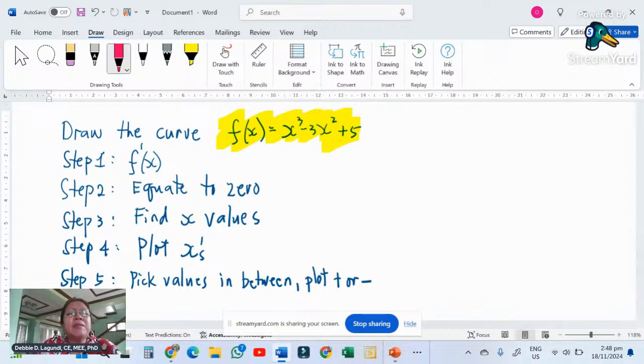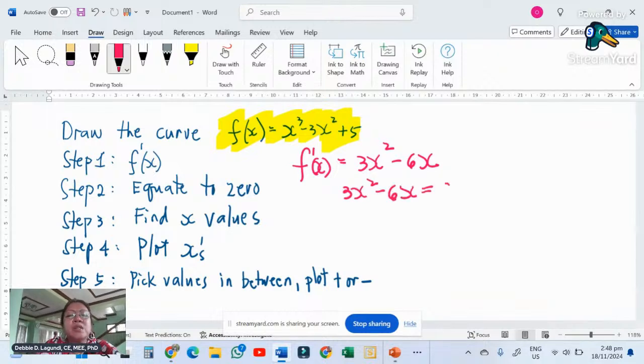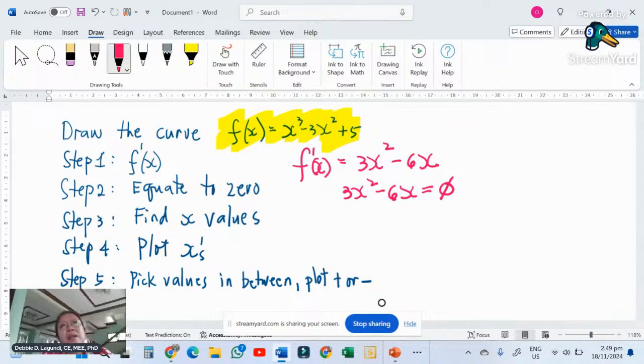What does it mean? I have an f(x) equal to x cubed minus 3x squared plus 5 in here. So the next thing you have to do is find f prime of x. So this is 3x squared minus 6x. The plus 5 here doesn't have any derivative, okay? And then step 2, equate it to 0. So you have 3x squared minus 6x equals 0. Find x values. Oh, this is the one that I was telling you about last time, that you're going to factorize.